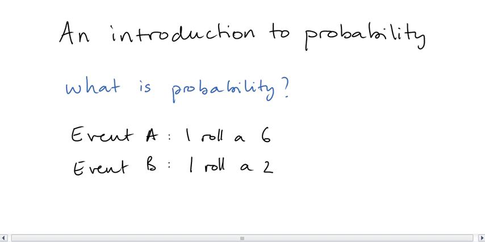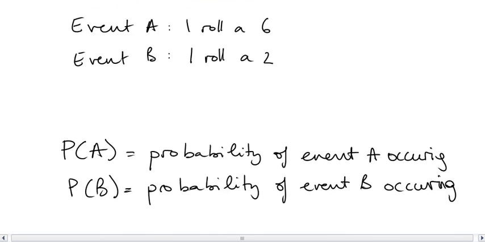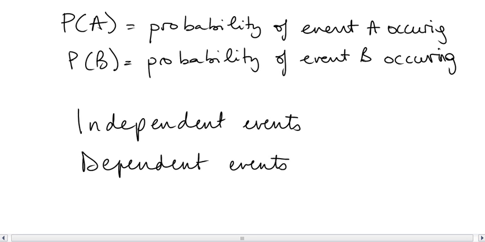Now, we describe something happening as an event. So we say, for example, event A is I roll a 6. And event B could be I roll a 2 on a dice. Now, we can describe then to say what is the probability of event A, which would be the same thing as saying what is the probability that I roll a 6. So we would use this notation. Probability of event A occurring would be written as P of A, and probability of B occurring would be P of B, just like it's done here.